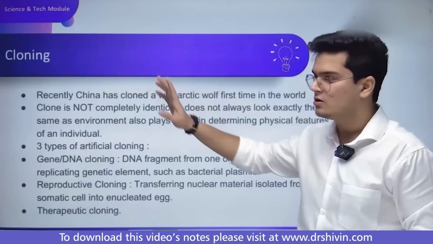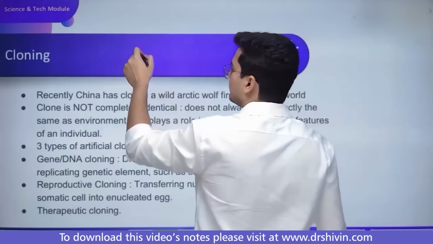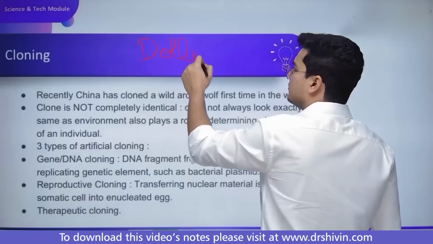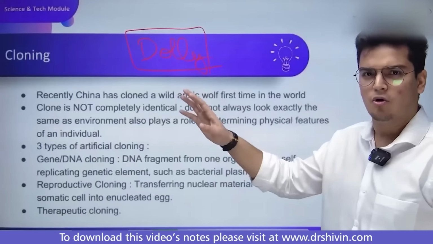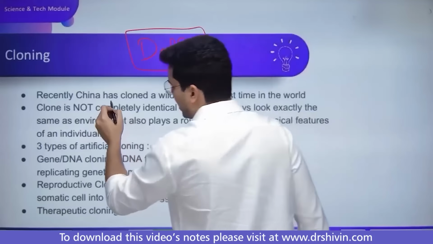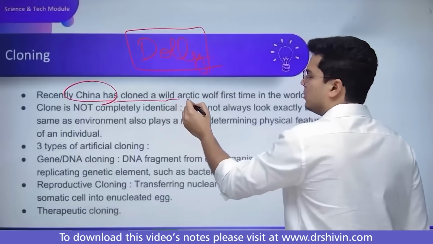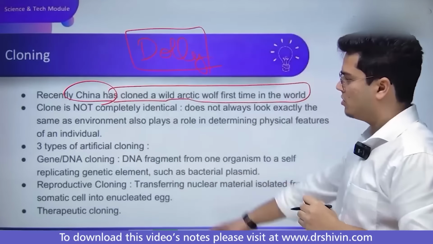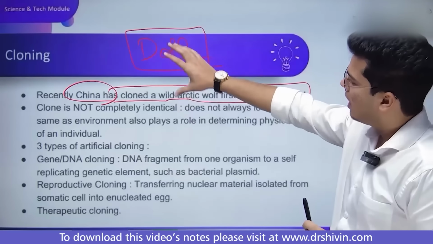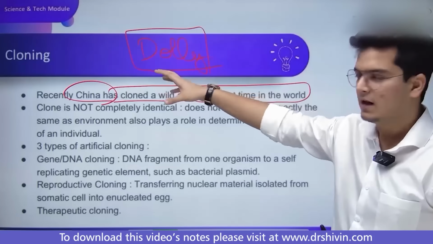Okay, why is it in the news? Because Dolly the sheep was done by Mr. Ian Wilmut. It is written in the slide. Dolly the sheep was made quite a long time ago. But China has recently cloned a wild Arctic wolf for the first time. They have recently cloned a wild Arctic wolf. That is why it's in the news.